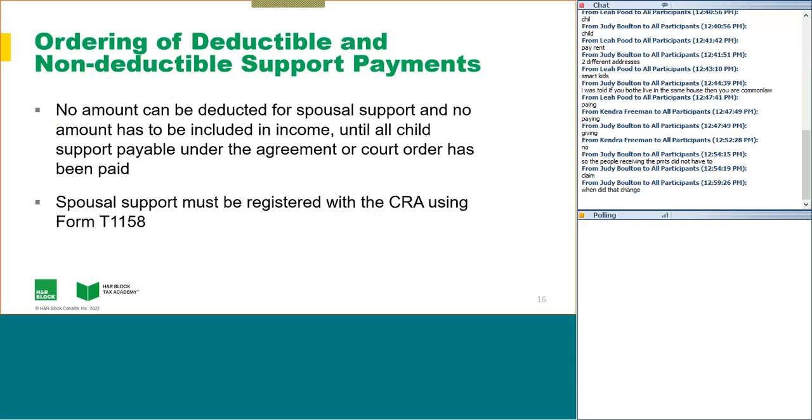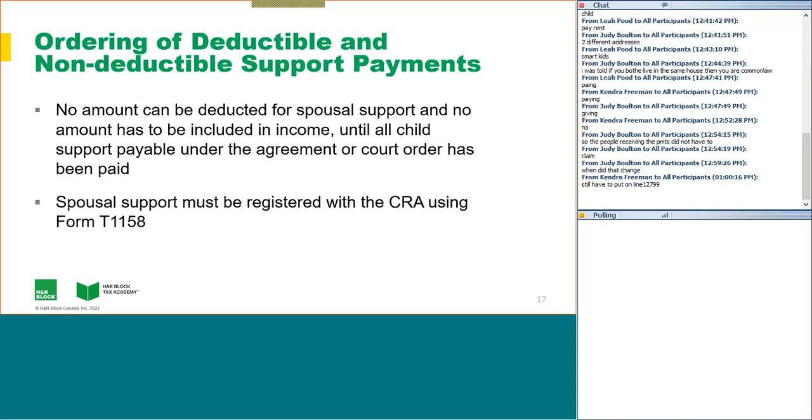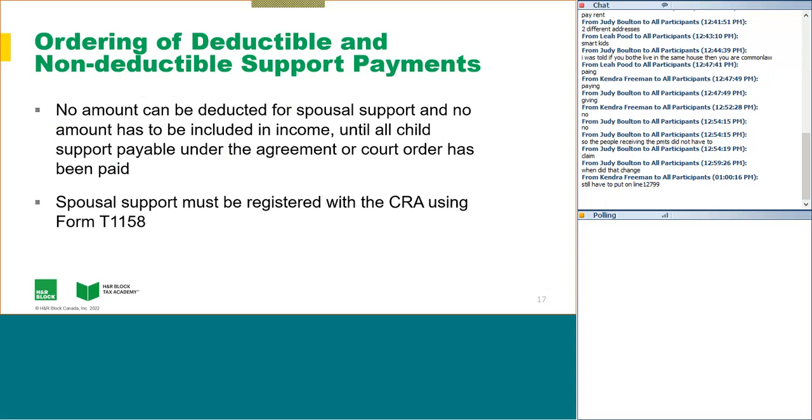Okay, so no amount can be deducted for spousal support until child support is settled. Spousal support is taxable and is deductible, but you can't deduct spousal support until after all the child support has been paid. Kendra, do you still have to put it on line 12799? Yes, it is still reportable. It's just not taxable or deductible. So that's why I said all the rules apply to what goes on the tax return. Once it's on the tax return, we decide how much of it we have to tax.